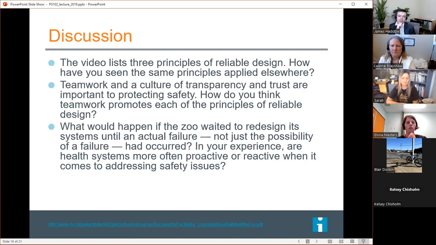So, in your experience, are health systems more proactive or reactive when it comes to addressing safety issues? It's a bit of a loaded question, I would say. Anybody got some views on this? I would say that it actually depends on which area you're in, and possibly on your management, whether you're proactive or reactive. I think it's easy to just react.